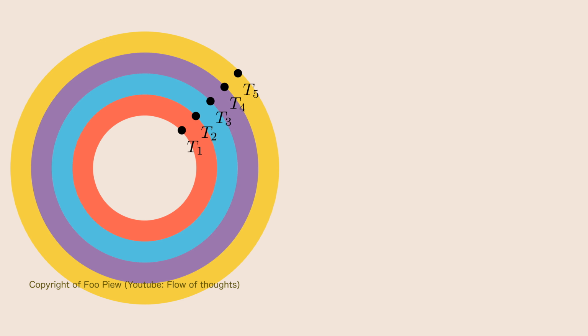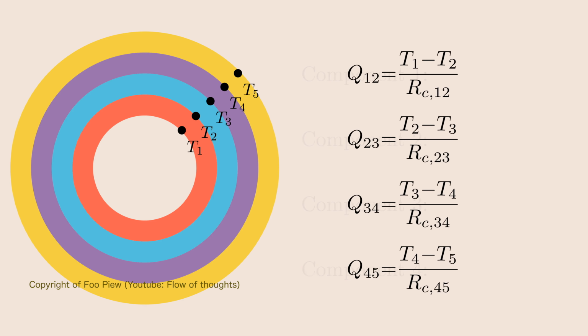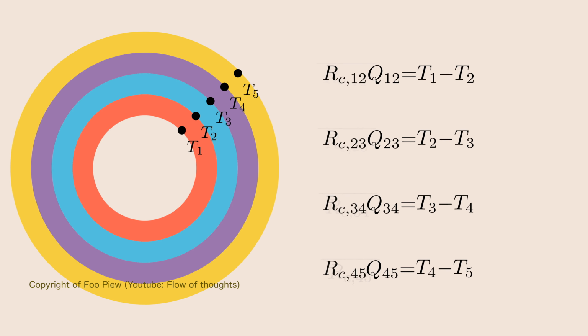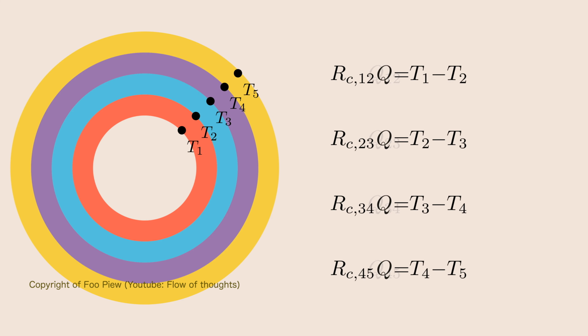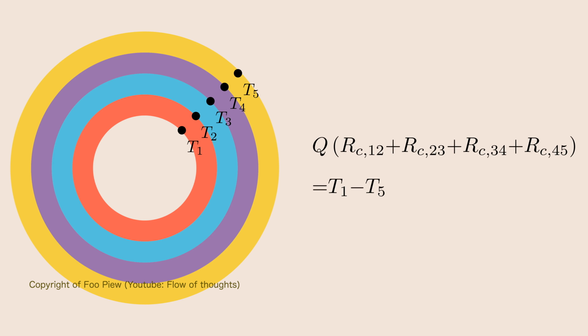We write out the heat transfer rate for all components as a function of their respective temperature differences and thermal resistance. By rearranging the equations and recognizing that under steady-state conditions, the heat transfer in each component is the same, we can substitute the individual heat transfer rates with a single Q. When we sum up all the terms, the equation simplifies to the heat transfer rate multiplied by the sum of thermal resistance equaling the difference between T1 and T5.